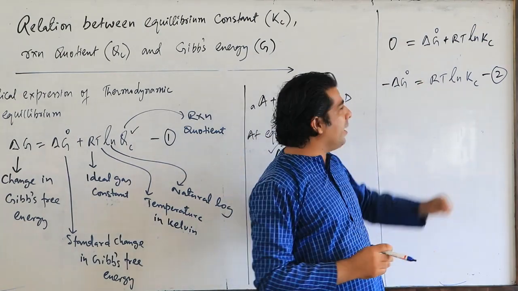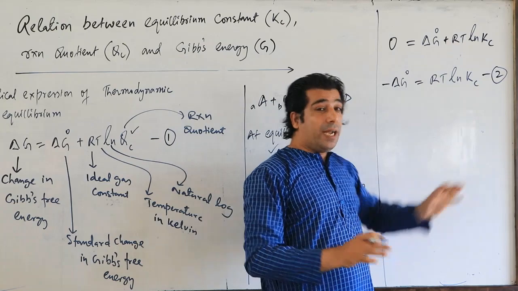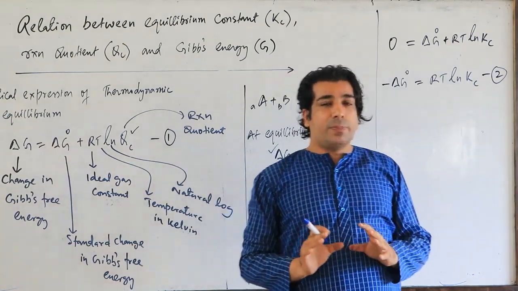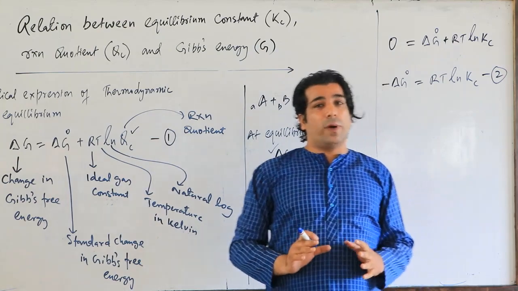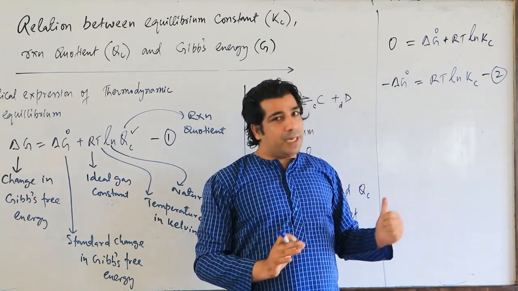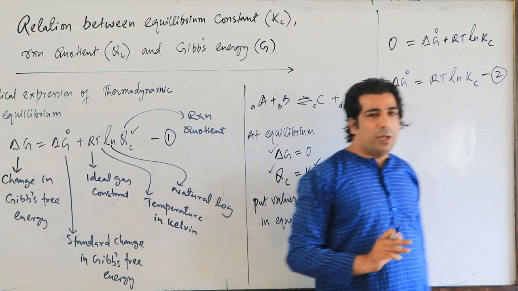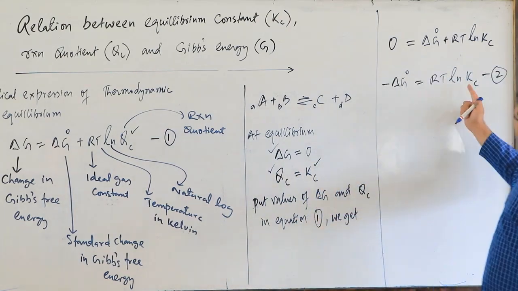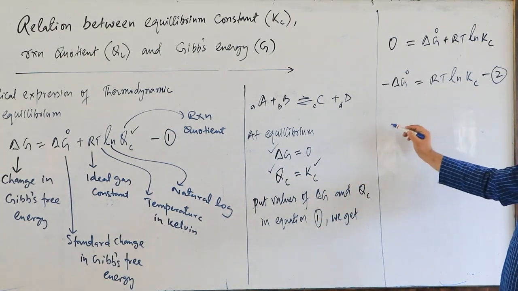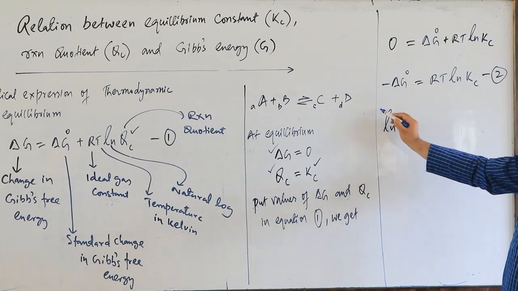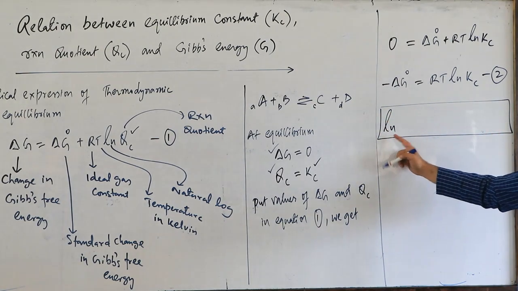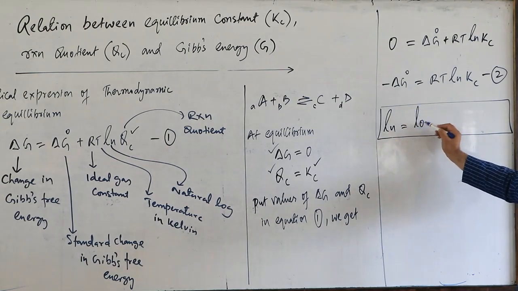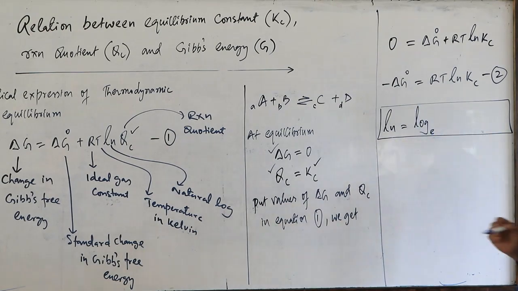Now you will be thinking, what is this ln all about? I have already discussed in the first part of this chapter, chemical equilibrium, that log and anti-log values will be applicable here also. This is a natural log, ln. So for you, I will write once again: what is ln equal to? The natural log is equal to log to the base e.